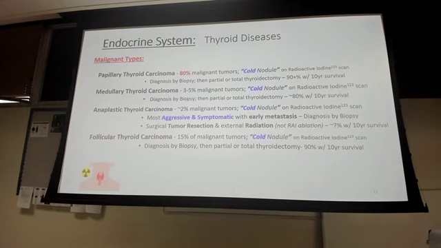Papillary is the most common. Yes, that's true. Anaplastic is the most dangerous, and we treat that a little bit differently. We're going to remove the whole thyroid. We're also going to do radiation to the neck just because it's so aggressive. But that's pretty much it. That's what I want you to get out of it.